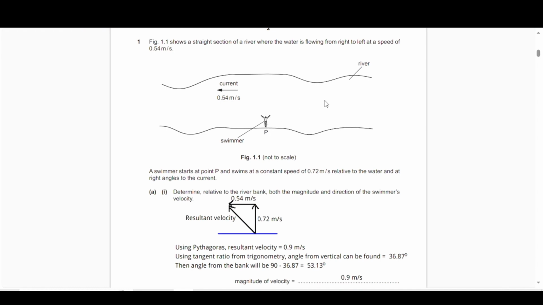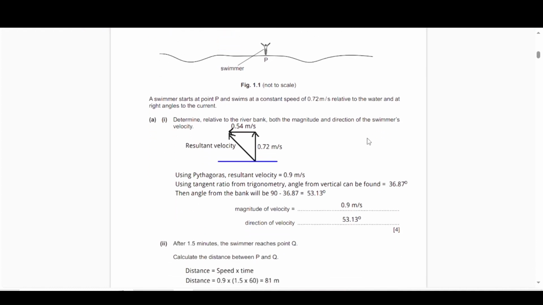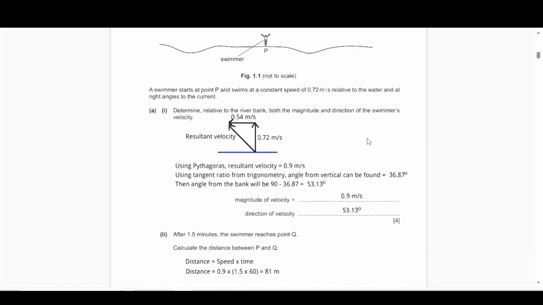So at right angles to the current, the current is flowing that way, and he's swimming relative to the water and at right angles to the current. So he's trying to swim up like that. They want us to determine, relative to the riverbank, so the horizontals above and below the river are the riverbank, both the magnitude and direction of the swimmer's velocity. This is your classic question on vector addition, and it's typically 4 marks.